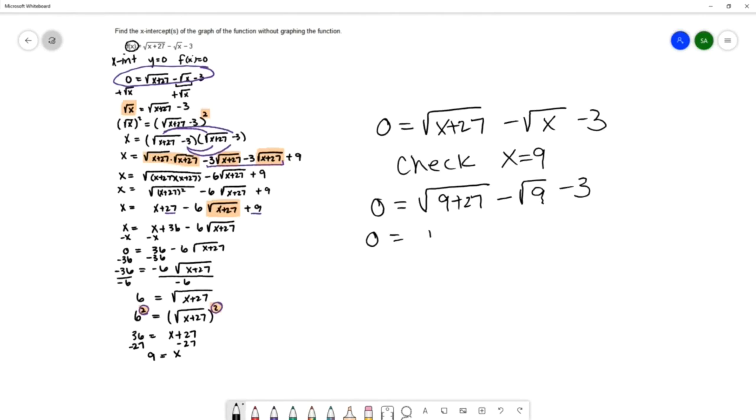9 plus 27 is 36. Square root of 36 is 6. Square root of 9 is 3. 6 minus 3 minus 3 is 0. So that solution does check out. And 9 is the X-intercept. We could write that as an ordered pair.